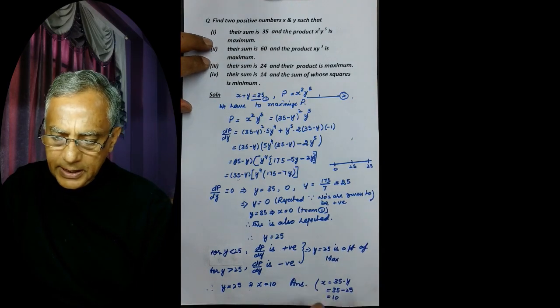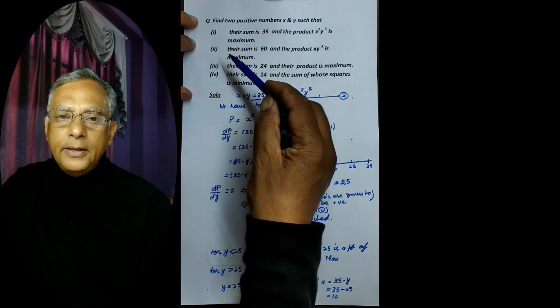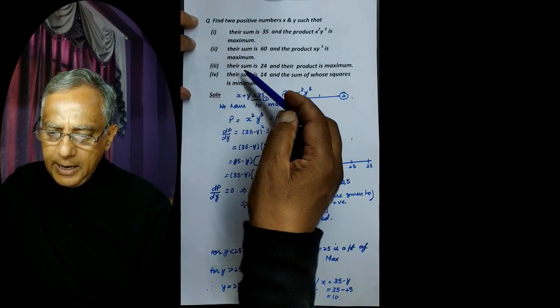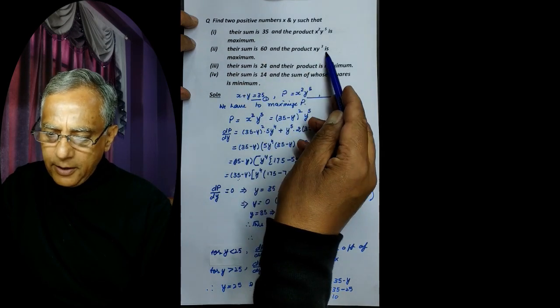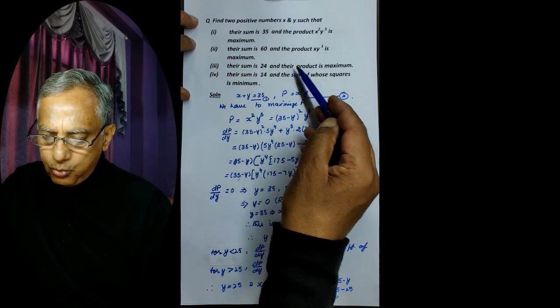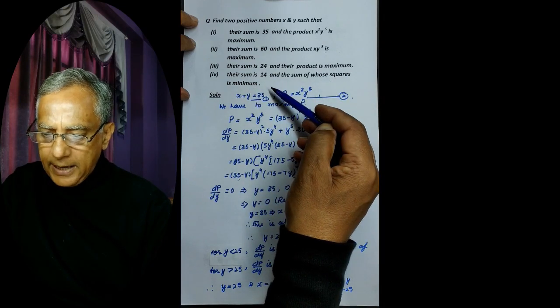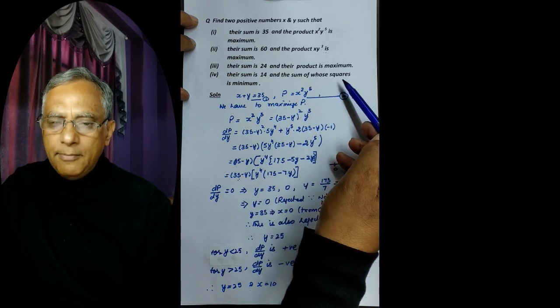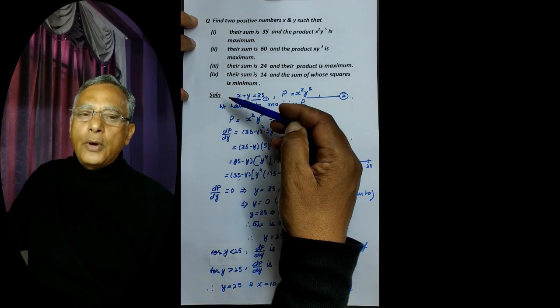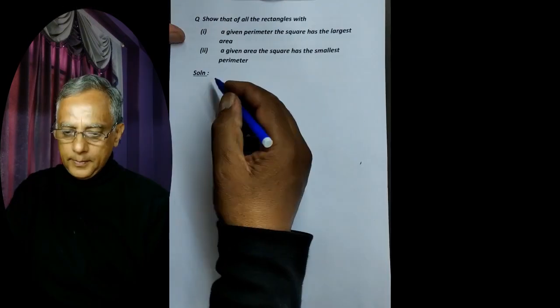Now these questions you can try yourself. Their sum is 60 and product is maximum. Sum is 25, product is maximum. Sum is 14 and sum of squares is minimum, that is, x square plus y square is minimum. These problems you can try yourself.